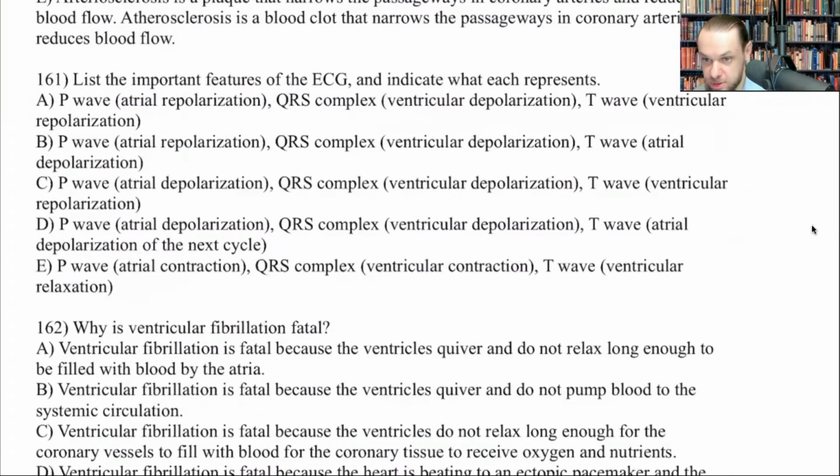We're going to go 161. James was the last person to go. We're going to go with Jackson.